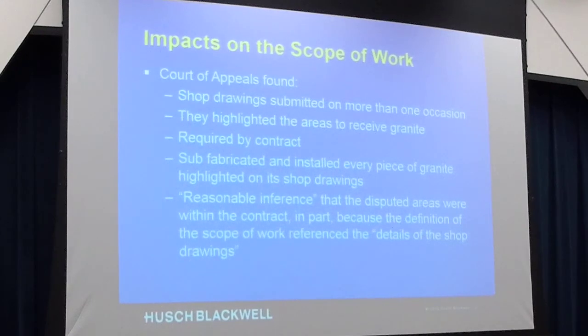This is some of the things the court found in that particular instance, that the shop drawings were submitted more than once, all the areas were highlighted. Everything that was highlighted was cut and installed. So the reasonable inference is there really wasn't a dispute. And the real interesting part of this, to me, is their scope of work referenced details of the shop drawing. Remember we talked about under the AIA, it says shop drawings are not part of the work. They're not included. Here's a situation where a little better contract drafting could have saved these people some real problems.